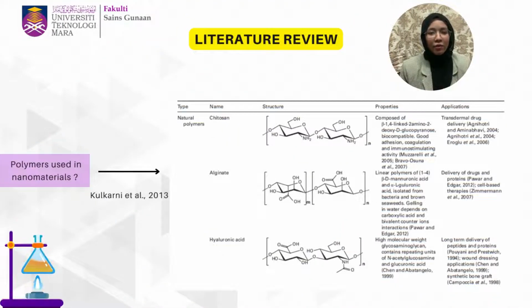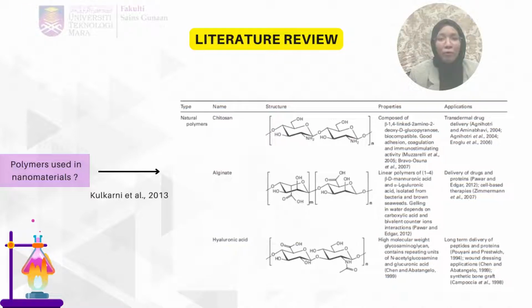These are examples of biopolymers used in nanomaterials. Chitosan is a natural polymer applied in drug delivery for Alzheimer's disease, where it appears as a biodegradable and stable transport for delivery towards central nervous system medication and is appropriate for CNS targeting. Alginate is applied in the delivery of drugs and proteins, while hyaluronic acid is applied in long-term delivery of peptides, wound dressing, and synthetic bone graft.